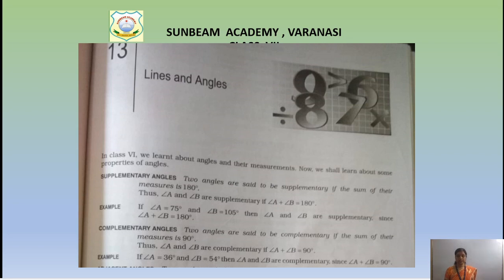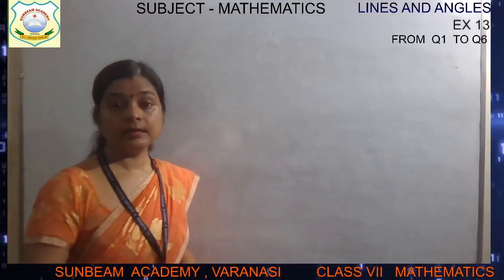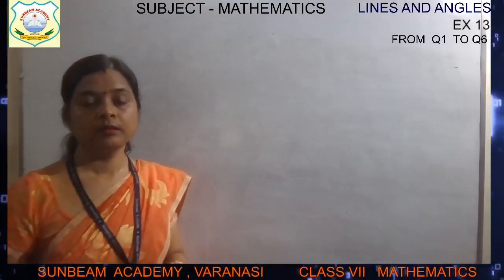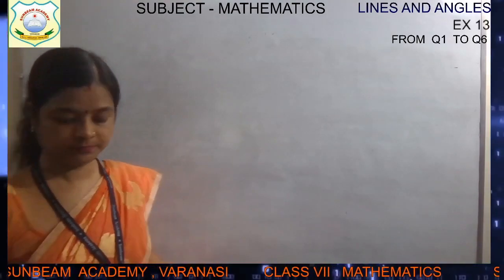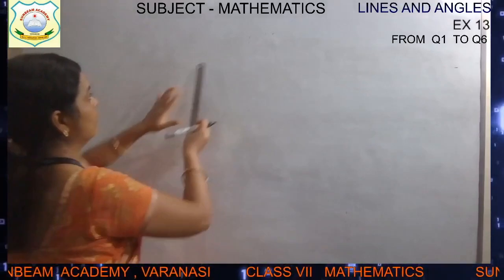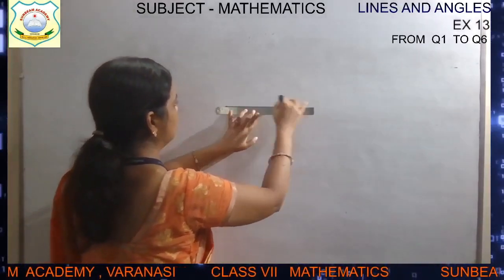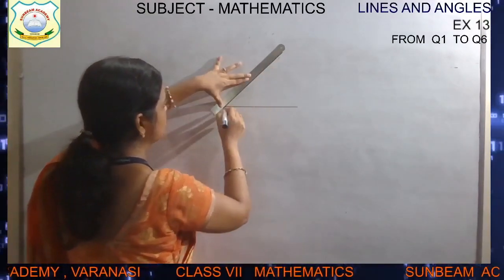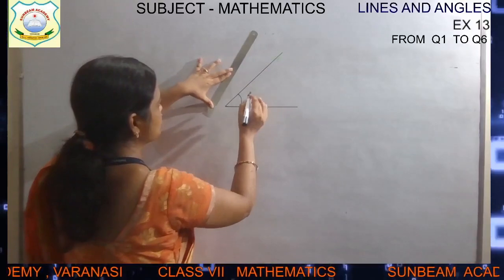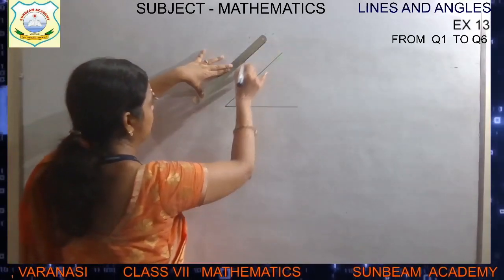Let's see through the board. Okay, I am going to show you through the board. Children, let's first see the examples of complementary angle and supplementary angle. So now I am going to draw complementary angles. For that I have used this ruler, children. Always use the ruler. One angle is this and another angle I am drawing parallel to it so that it will not confuse you.